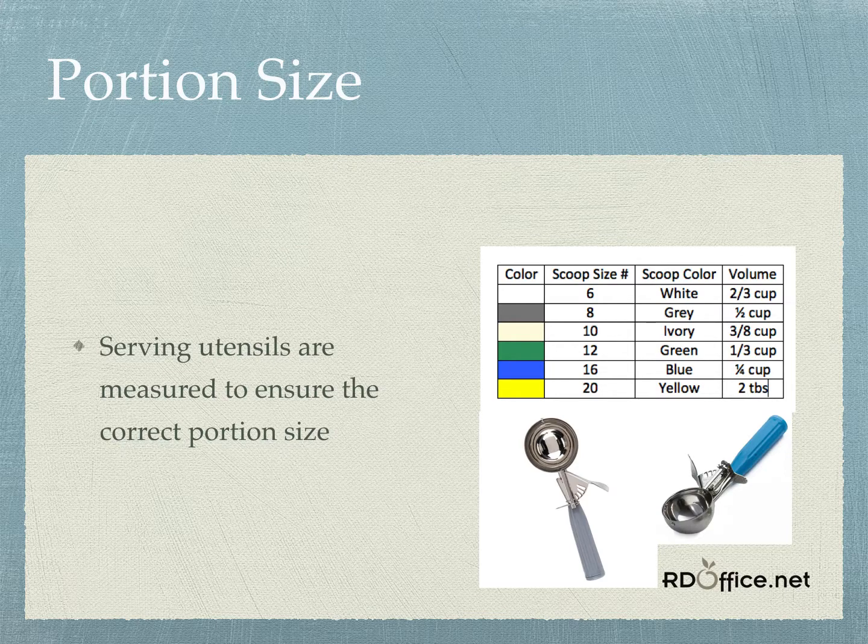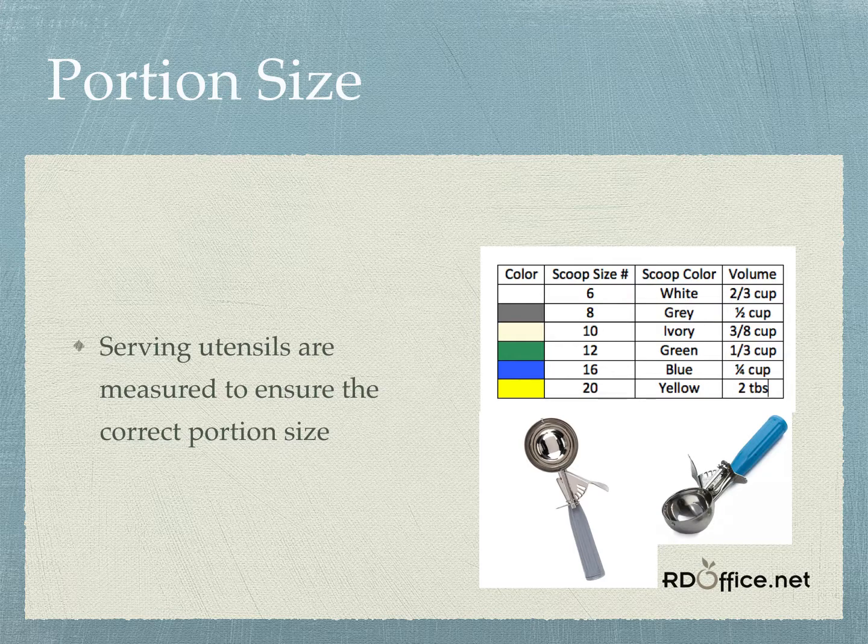In order to serve the correct portion, we use measured scoops and spoodles. You can see from this chart that there are different colors, handles that correspond to different scoop sizes. The gray scoop should look pretty familiar. Let's go through these color charts with scoop size and scoop volume. The white handled scoop is a number 6 and provides about 2/3 of a cup. The gray handled scoop is a number 8 and it provides about a half a cup. The ivory handle is a number 10 and provides about 3/8 of a cup.